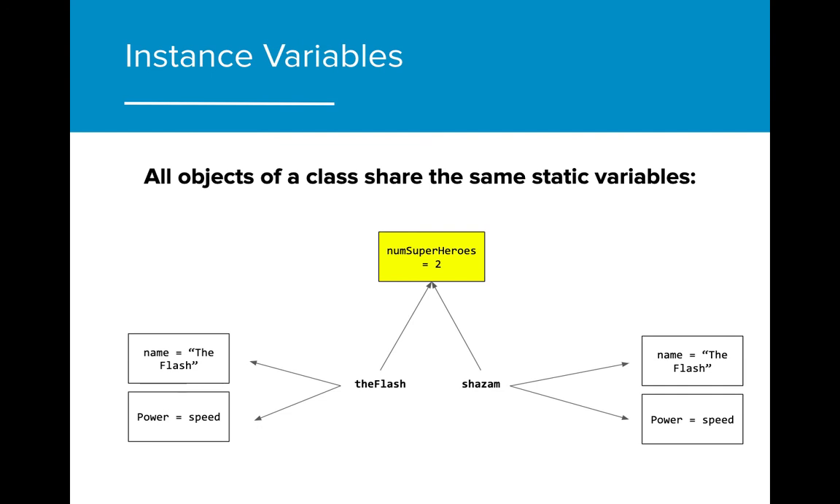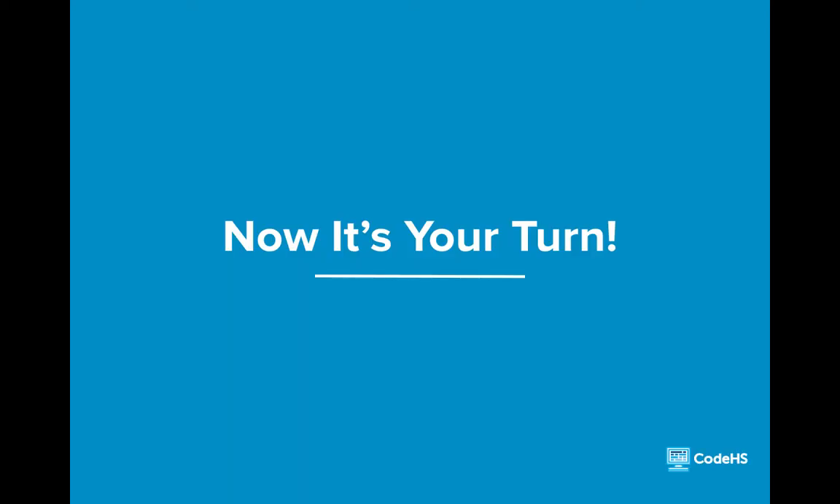As opposed to the instance variables, which are exclusive to the reference, static variables are shared across all objects. We can see here that while the Flash and Shazam have their own name and power values, they both share the static variable numSuperheroes. Now that you've learned more about static methods and variables, let's get some practice using them in the editor.